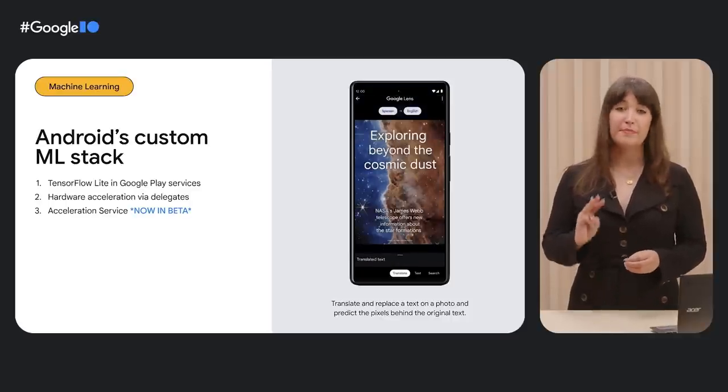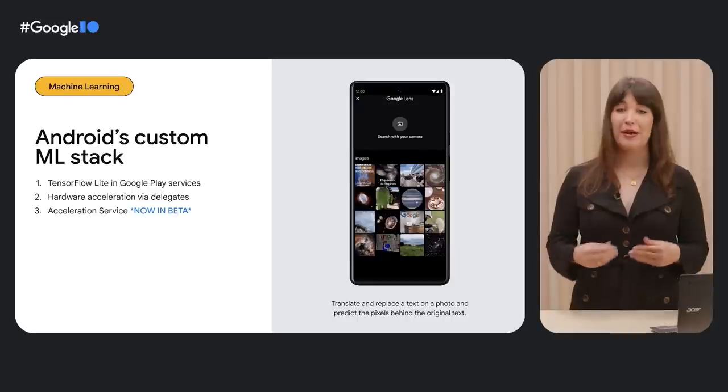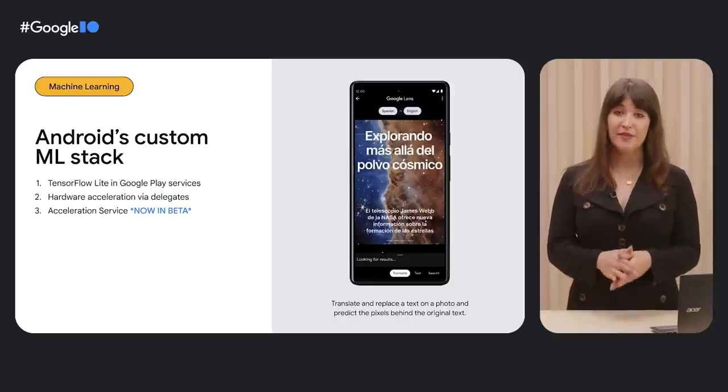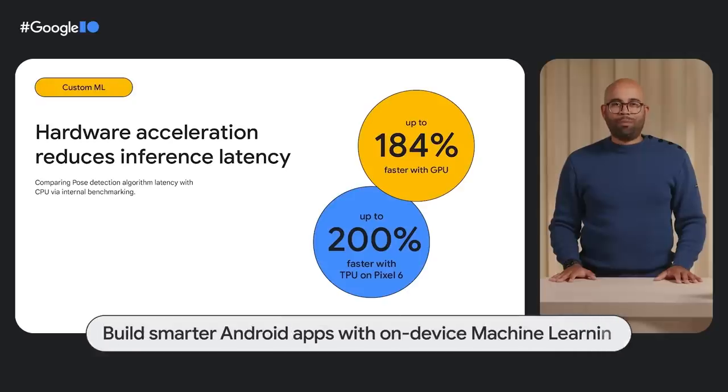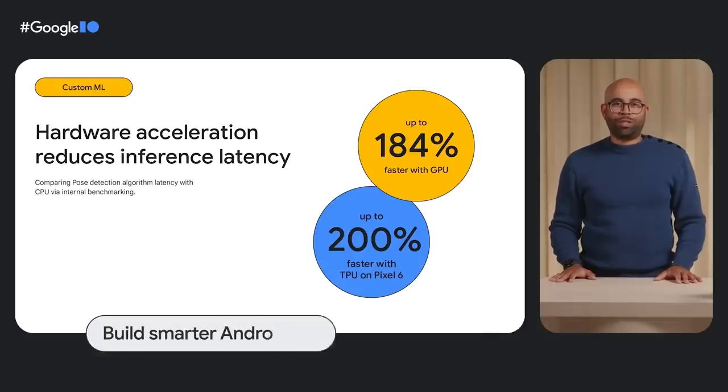We have made three major updates to help you address your ML pain points. In particular, the new acceleration service is now in beta. We created this new API to help you find the optimal hardware acceleration configuration for your model at runtime. For more information, check out Build Smarter Android Apps with On-Device Machine Learning.